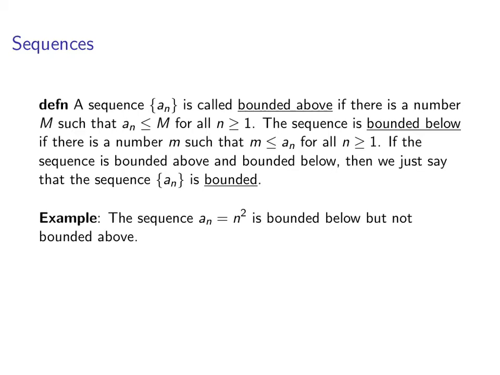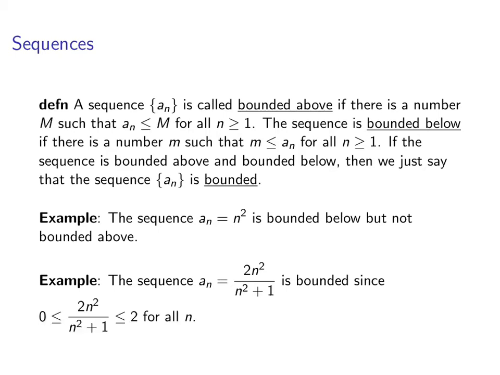So for instance, the sequence a sub n equals n squared, it's bounded below because you never go below 0, but it's not bounded above because the terms of the sequence increase indefinitely. The sequence a sub n equals 2n squared over n squared plus 1, that's bounded because I can put a bound on both sides. The terms never go below 0, they never go above 2.